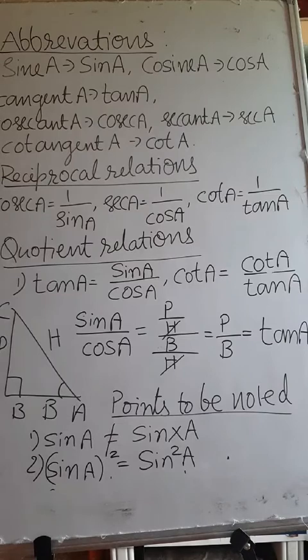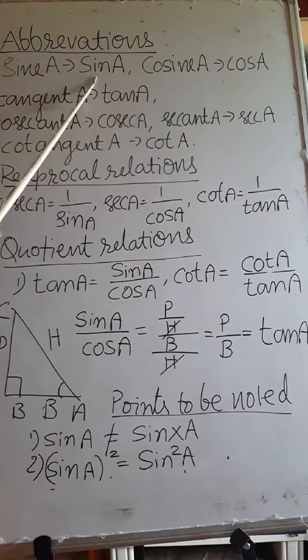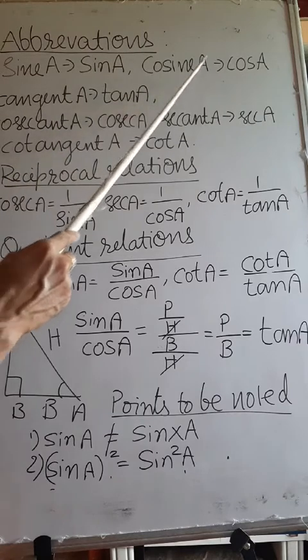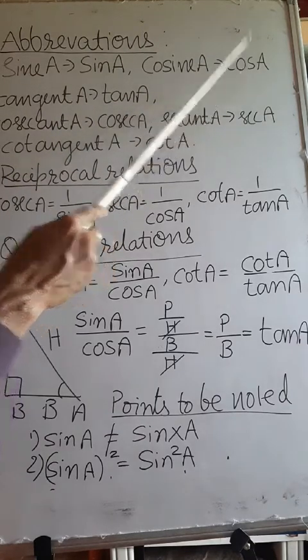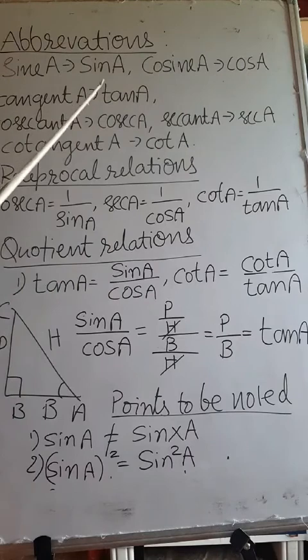Okay, we already discussed T ratios. Now the next concept, it is not really a concept, you need to understand abbreviations. Abbreviations means short forms. In the earlier concept, I wrote sine A, but you can write it as sin A. Cosine A can be written as cos A. Tangent A can be written as tan A.